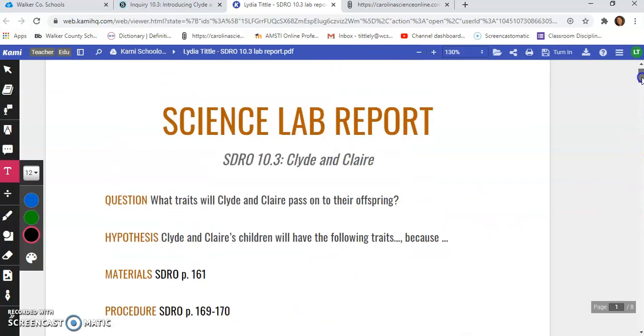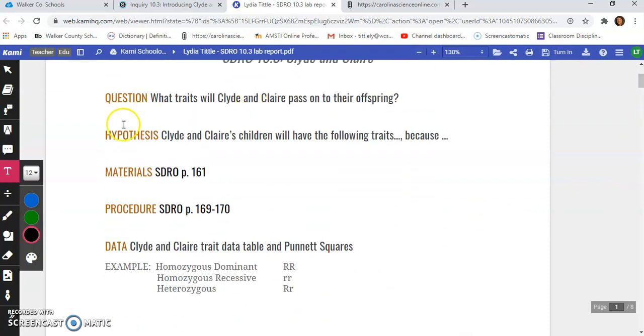So on your hypothesis, you would need to state right here which of those traits you think the children would have and why. Or in general, do you think the children would have the dominant traits or recessive traits and why? If you want to simplify it that way.